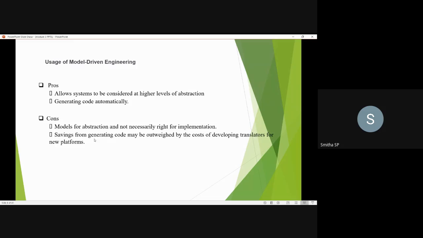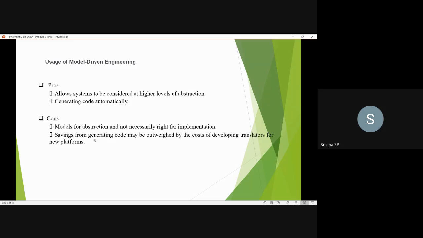Next, we shall see the disadvantages, that is, the cons of model driven engineering. The first con is that a model for abstraction is not necessarily right for implementation. As I said in the pros, model driven engineering allows system abstraction at higher levels. These models are not meant for abstraction only, and they are also necessary for implementation purposes. That is a disadvantage of model driven engineering.